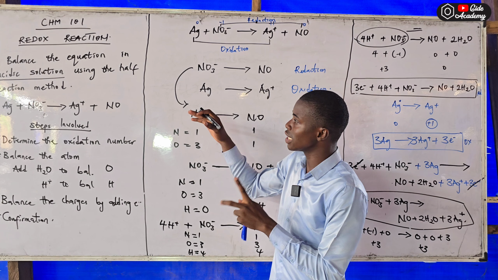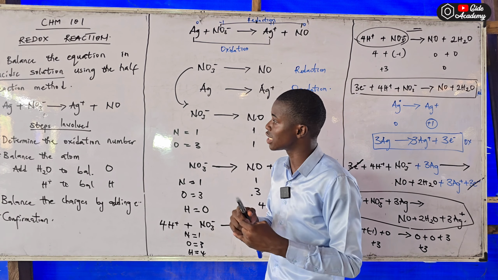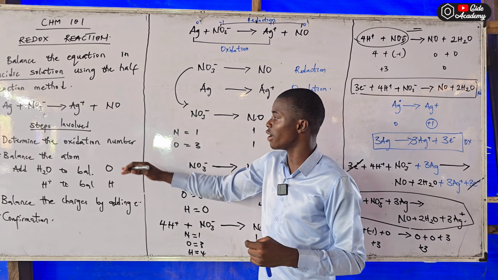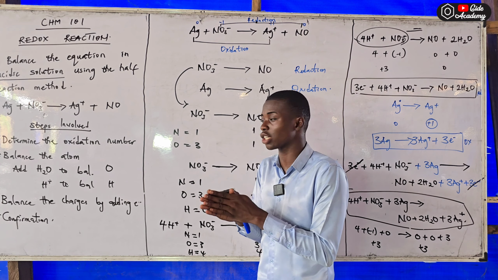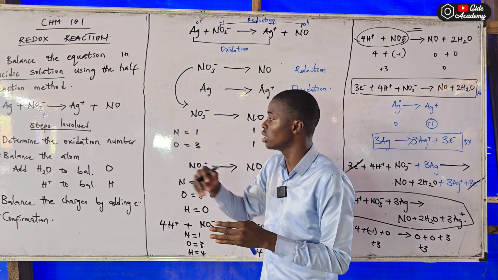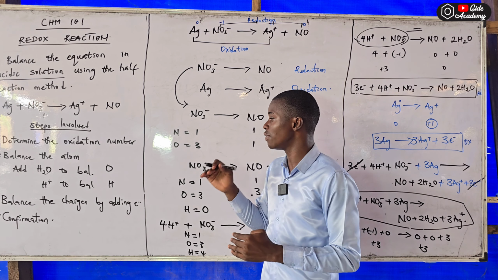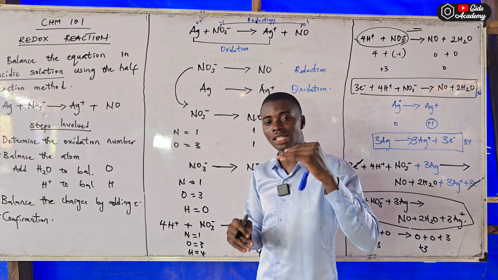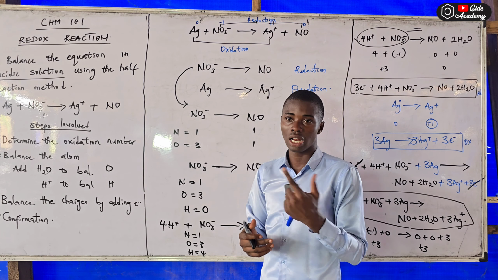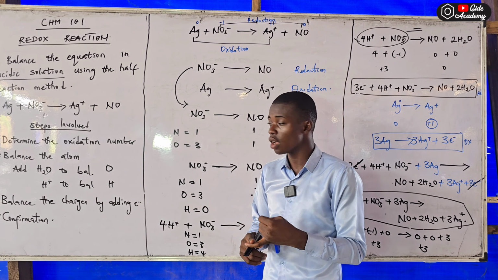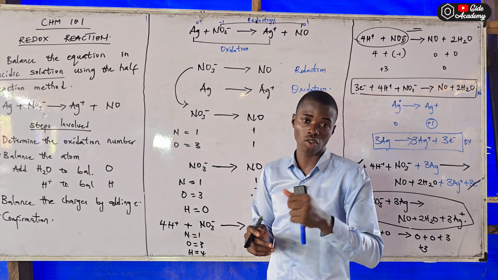Remember, in balancing a chemical equation, first of all, check, is it acidic or basic? If it is acidic, these are the steps you follow. First of all, determine the oxidation number of the element. Secondly, write out the half reaction for the equation. Then thirdly, balance the atom. If the oxygen is not balanced, you have to add water. If the hydrogen is not balanced, you have to add hydrogen ion. Then balance the charges by adding what? Electron. Lastly, you have to confirm the number of atoms and the number of electrons to see if truly the equation is balanced. Don't forget to eliminate the electron.